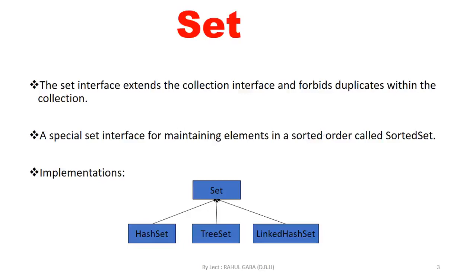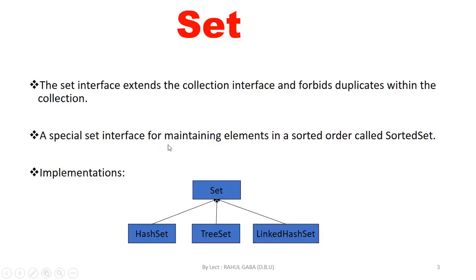the set interface extends the collection interface and forbids duplicates within the collection. The main feature of set is that it stores the elements without duplication. It means it maintains uniqueness. So the set interface extends the collection interface, that is the root interface of any collection, and the main feature of set is that it forbids duplicate data. It means it stores only unique data within the collection. That is the main feature of set.